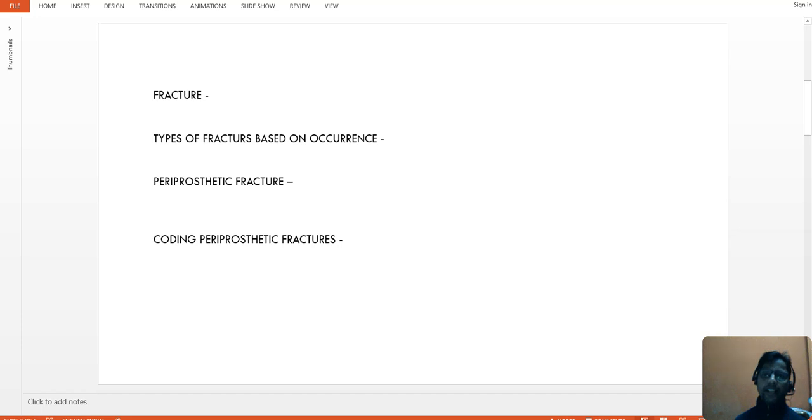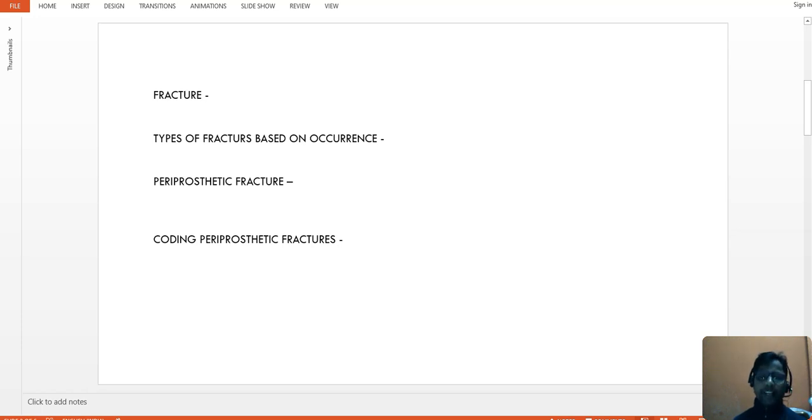Next one is pathologic fracture. Most of the time, in order to code or understand a pathologic fracture, in the documentation we need to check for any type of neoplasm or osteoporosis. Most of the time, these pathologic fractures occur due to an underlying cause, most commonly neoplasms as well as osteoporosis. Now we will learn what a periprosthetic fracture is.